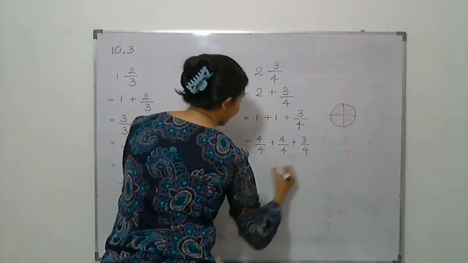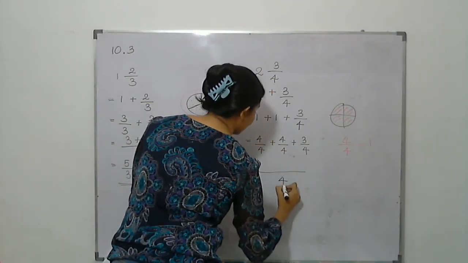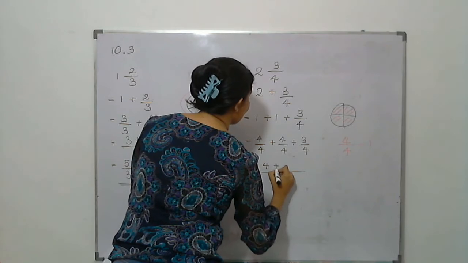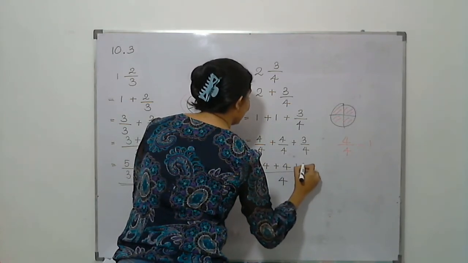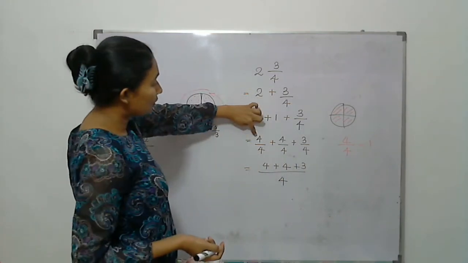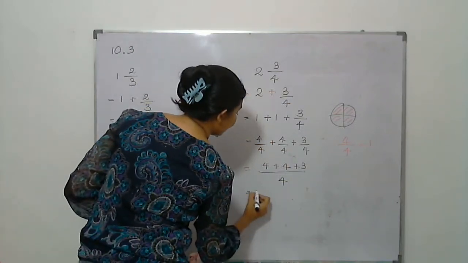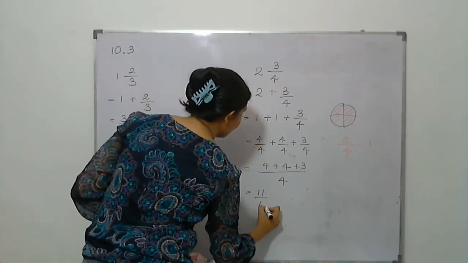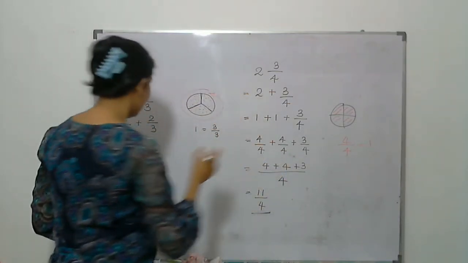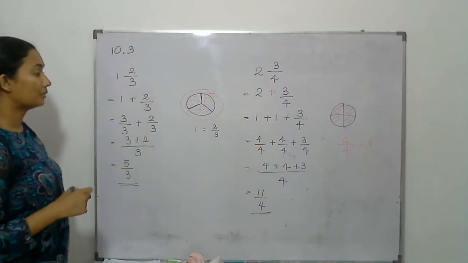Now we have the common denominator 4. Then 4 plus 3, the numerators 4 plus 3. Then 11 upon 4. The answer is 11 upon 4.